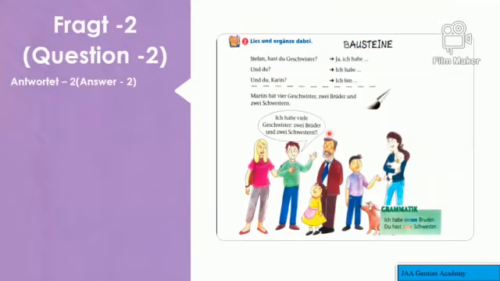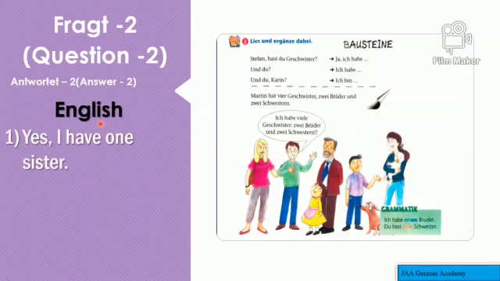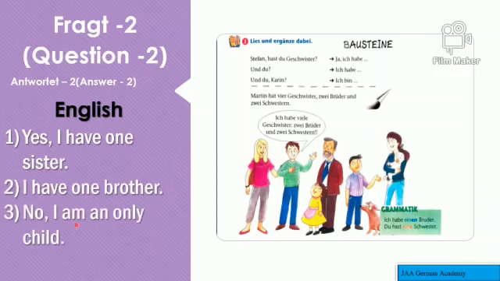Frage 2, question 2. So now I'm going to tell you all the answers in English. So our first answer is yes, I have one sister. Our second answer is I have one brother. Our third answer is no, I am an only child. And then Martin has four siblings, two brothers and two sisters. And then Martin said, I have many siblings, two brothers and two sisters.